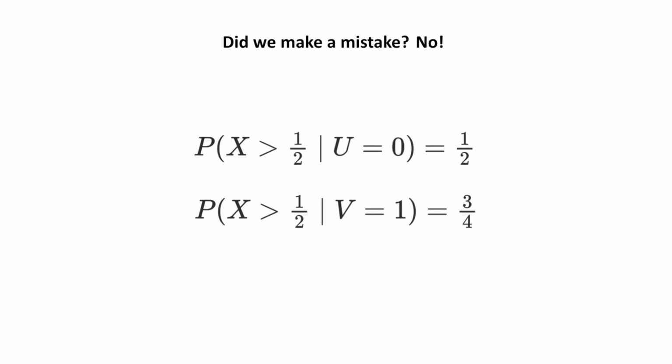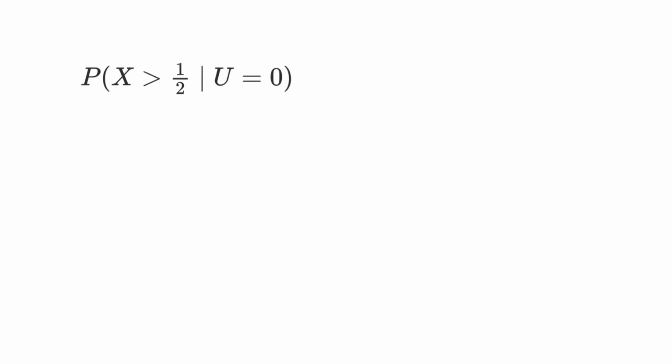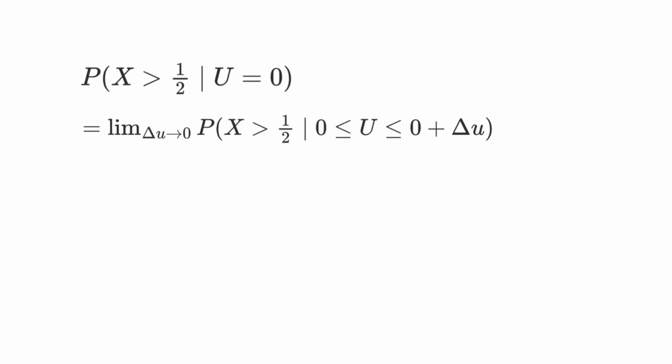No, it turns out that both of these answers are completely correct, and are actually a consequence of our definition of conditional densities. Recall that when we condition on the event that u is equal to 0, we're actually conditioning on the event that u is in the interval between 0 and some small delta u, and taking the limit of the probability as delta u approaches 0.